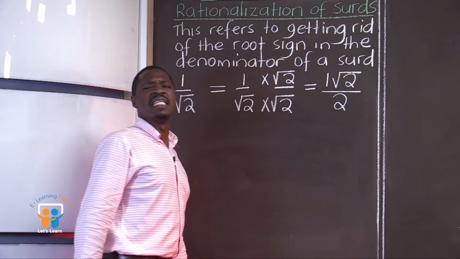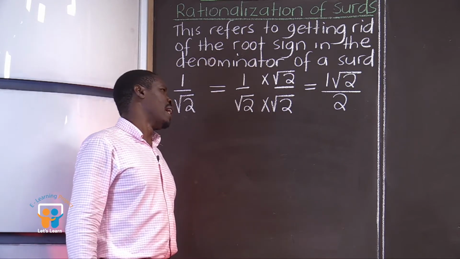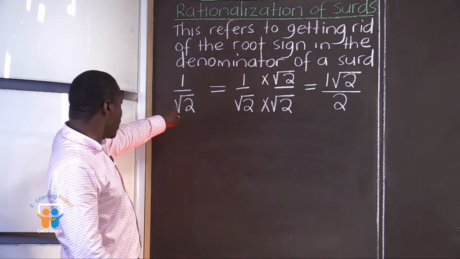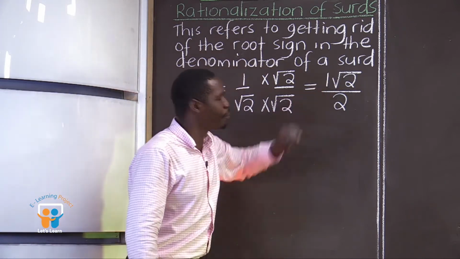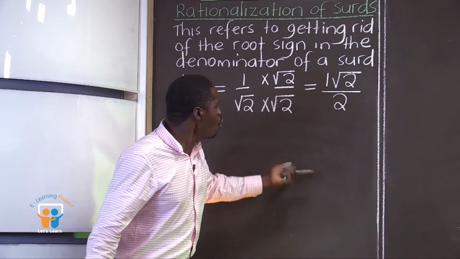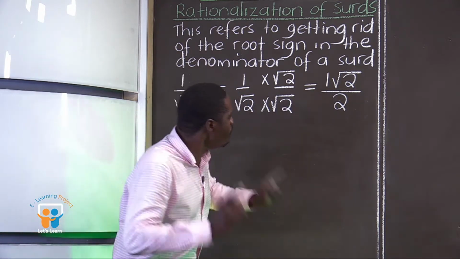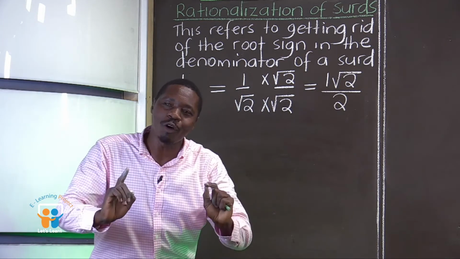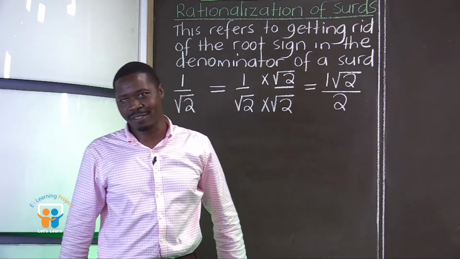Now, Mr. Examiners, surely, together with my viewers, you must have realized that the root sign has shifted from down. Where has it now gone? It has gone up. Is it still down here? No. Do you still see it in the denominator? It's not there. The moment you can no longer see it in the denominator, it means you have carried out what we call rationalization of surds.